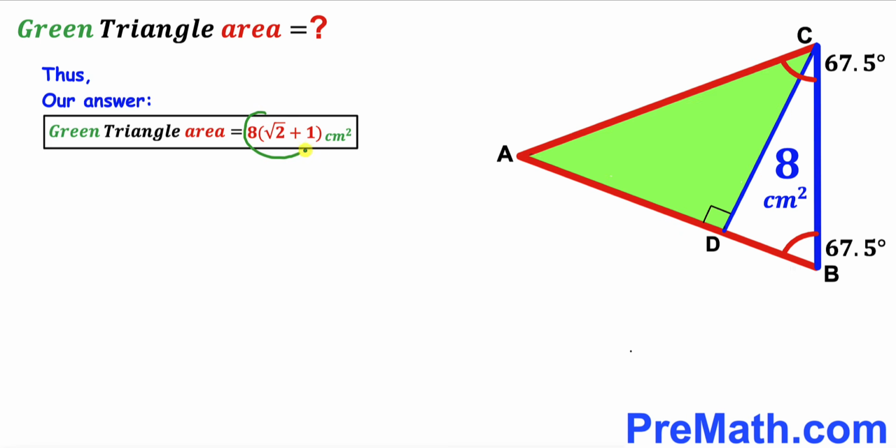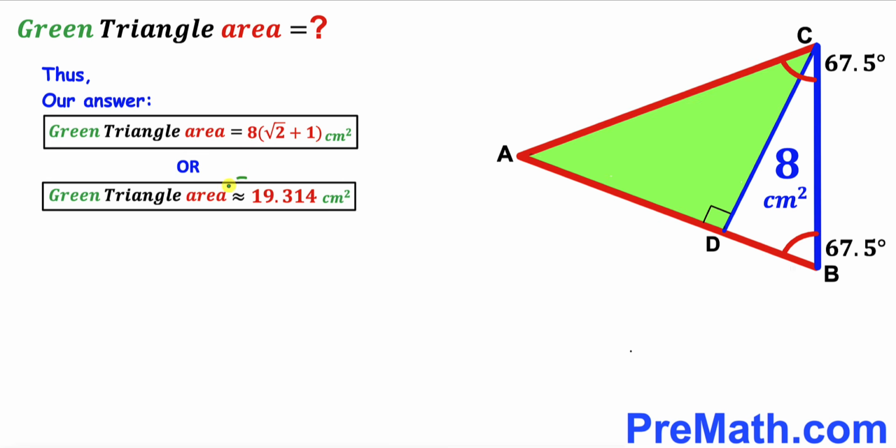So thus after all the calculations and manipulations, the area of this green shaded triangle turns out to be 8 times square root of 2 plus 1 centimeters squared. And that's going to be approximately equal to 19.314 centimeters squared as well. And that's our final answer.